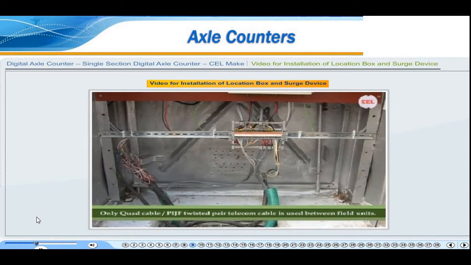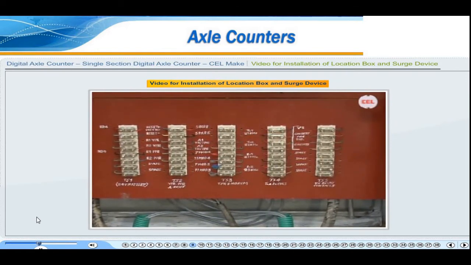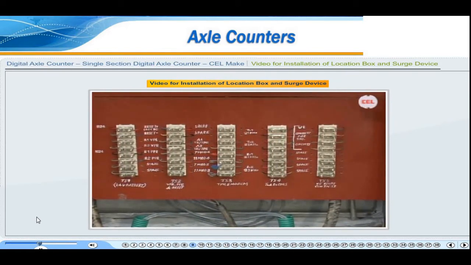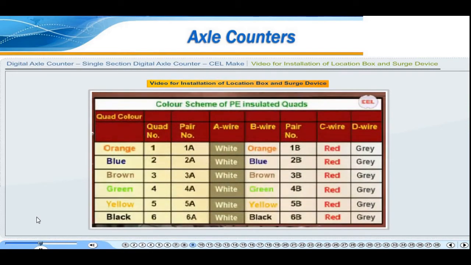Ensure that only quad cable/PIJF twisted pair telecom cable is used between the field units. Ensure that the proper pair of quad cable is used for connecting the modem signal. Ensure the connections to these terminals are as per the wiring details provided in the installation manual.